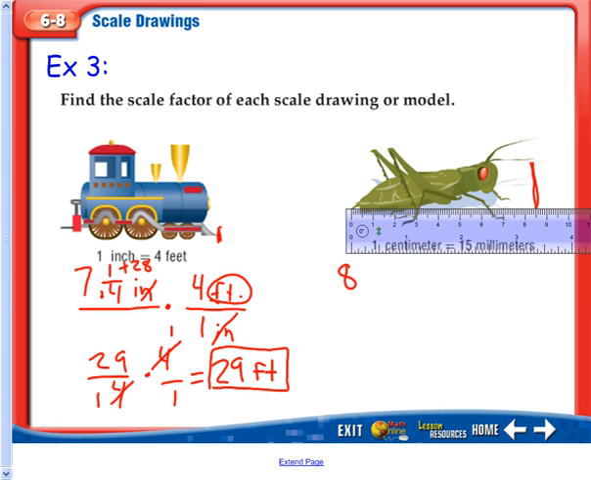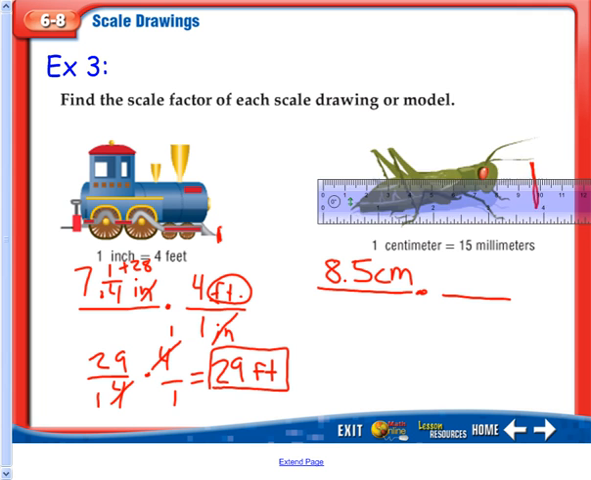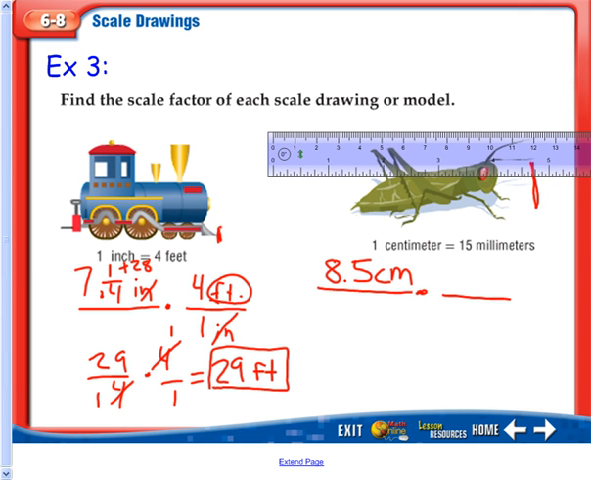And actually we're dealing with centimeters, so we're going to change that, because I was looking at the inch side. For centimeters, it's 8.5 centimeters. I was looking at millimeters. I think we got it straight. Right there on there is 8.5. Yep, sounds good. So 8.5 times, underneath the ruler is 1 centimeter per 15 millimeters.